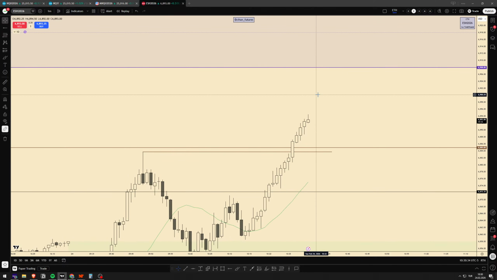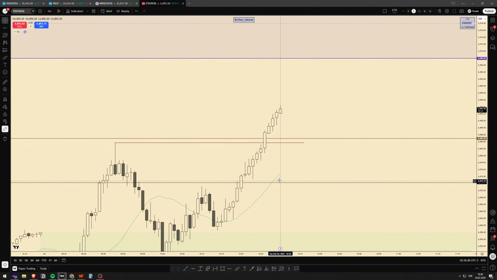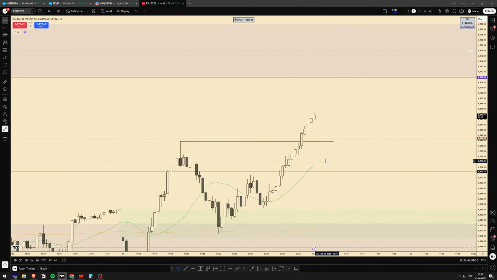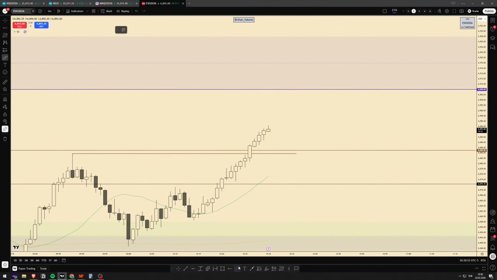I would never short a price like this. I would wait for a confirmation. Price is going away from the 20 simple moving average. This is a sign of expansion, right? And most of the time, expansions get exhausted first before they end.